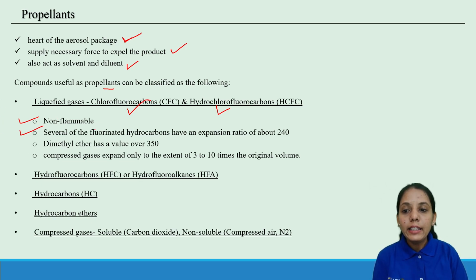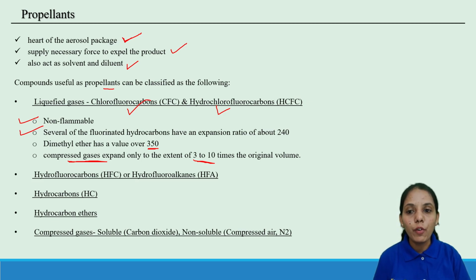But dimethyl ether has a value over 350. That means dimethyl ether, when it is in liquid form, requires, for example, 1 cc. Then similarly, when it is converted into gas, it will require 350 cc. So that many times it will expand. This is nothing but expansion ratio. Next is compressed gases. Compressed gases expand only to the extent of 3 to 10 times the original value. Compressed gases generally do not expand much. That is 3 to 10 times of the original volume.